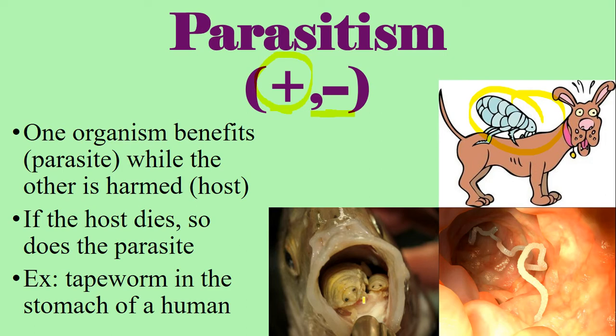This is an example of another parasite. This is a bug that went into a fish's mouth. It ate off the tongue and then replaced itself as the tongue, so it gets the fish nutrients, and the fish doesn't really get everything it needs. And the other one is a tapeworm in the stomach of a human. That's the last picture over here.